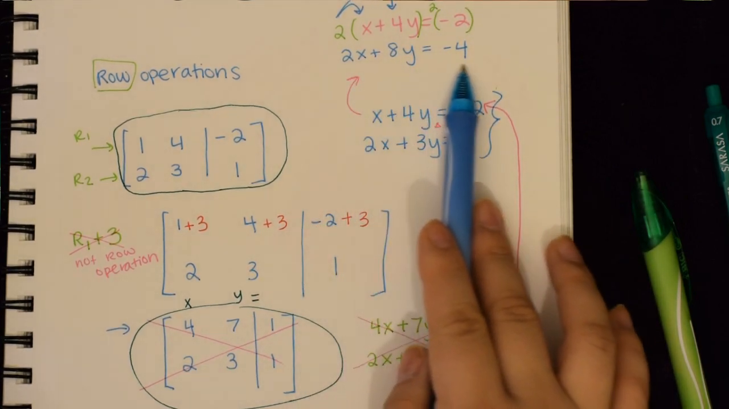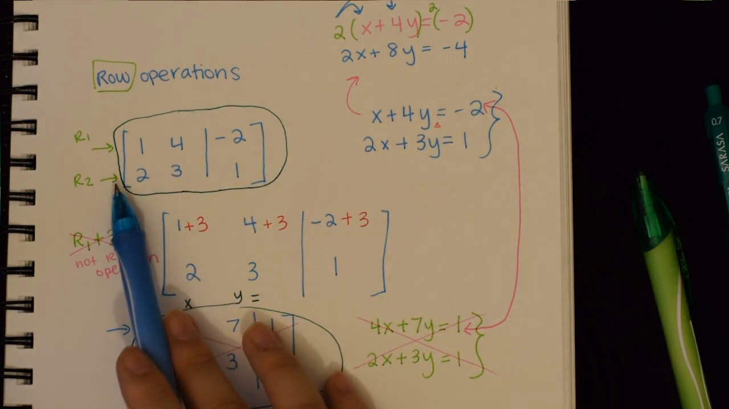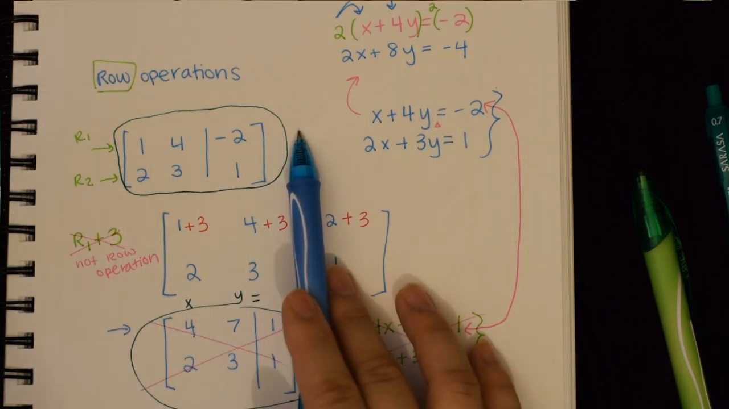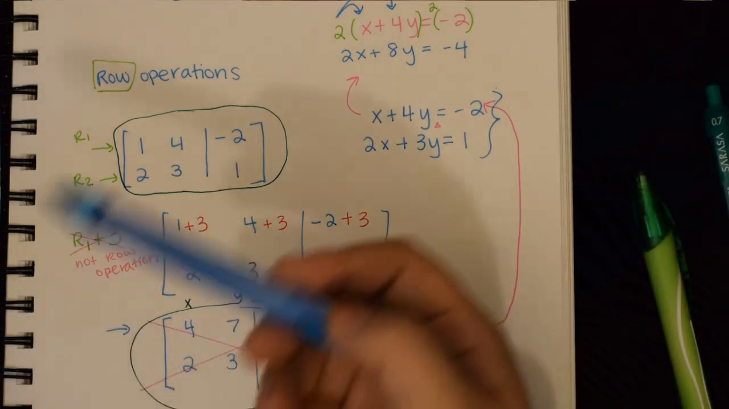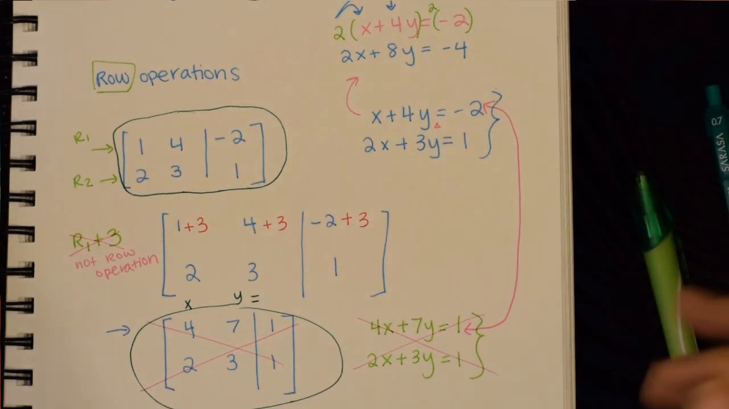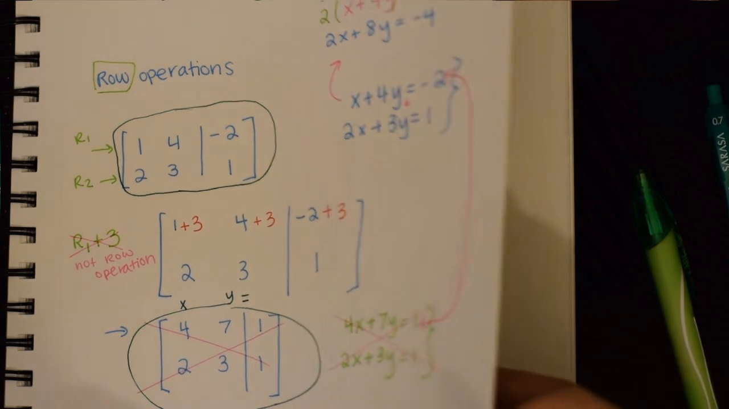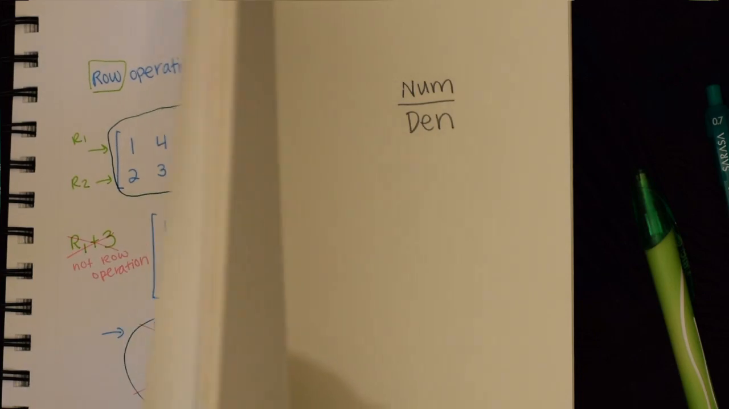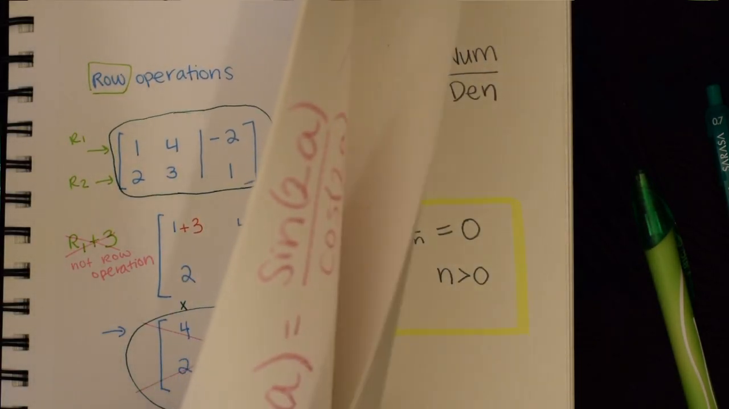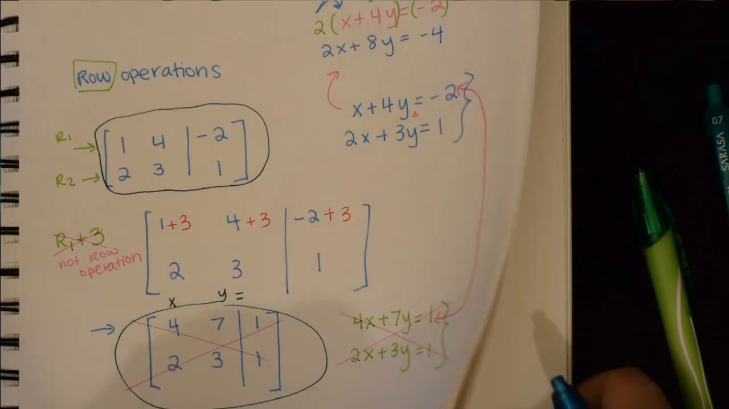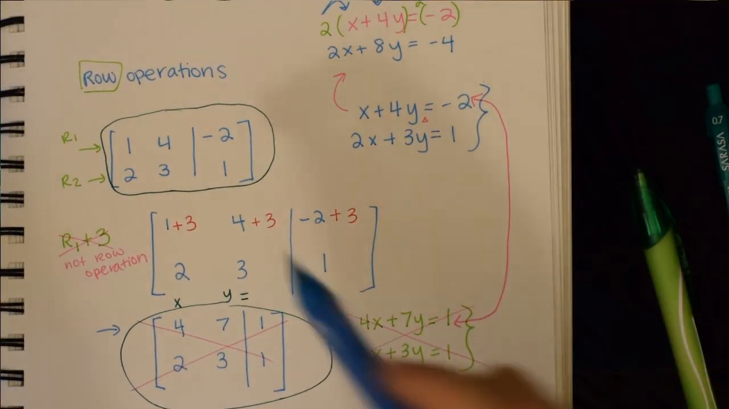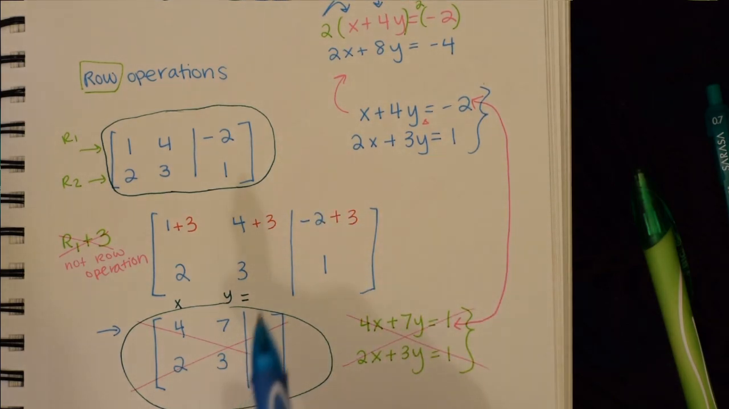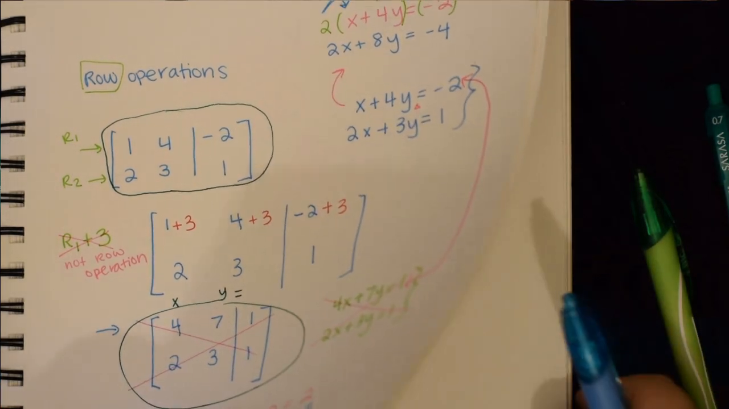So when we write that back out as a matrix, I've multiplied the entire row by a constant, in this case 2. So a row operation is to multiply, whoops, stuff there. Okay, old math stuff. Okay, so we would multiply by a constant, and that is a valid row operation.